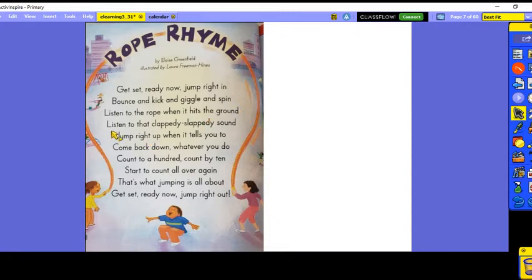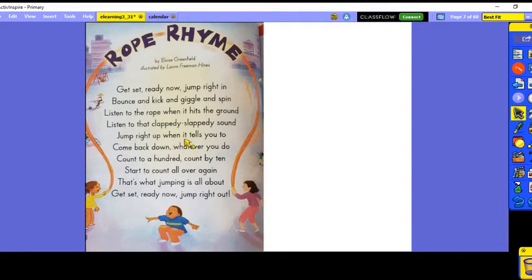Okay, let's keep going. Listen to the rope when it hits the ground. Listen to that clappity slappity sound. So did you hear two other words that have the same ending sound? Ground and sound. Good. So looking at the end of the lines for our rhyming words.